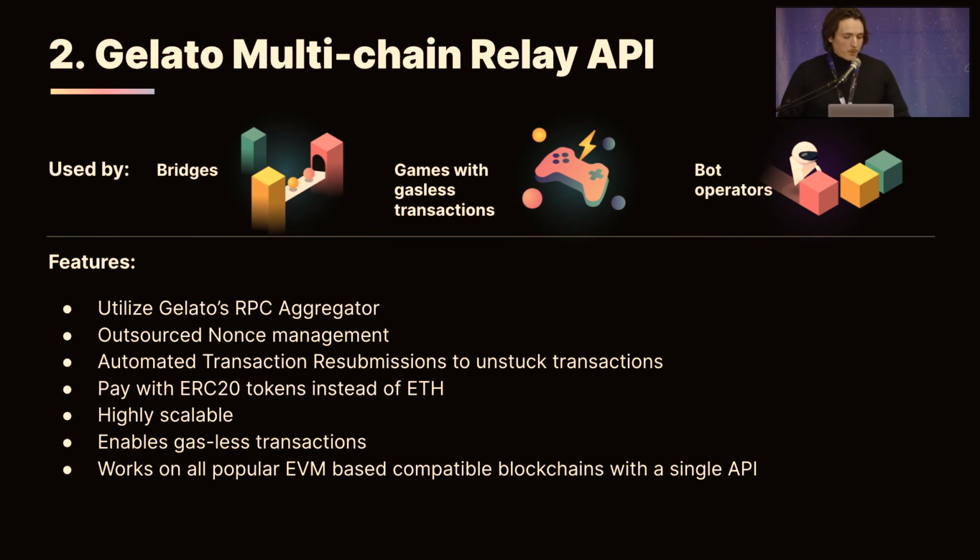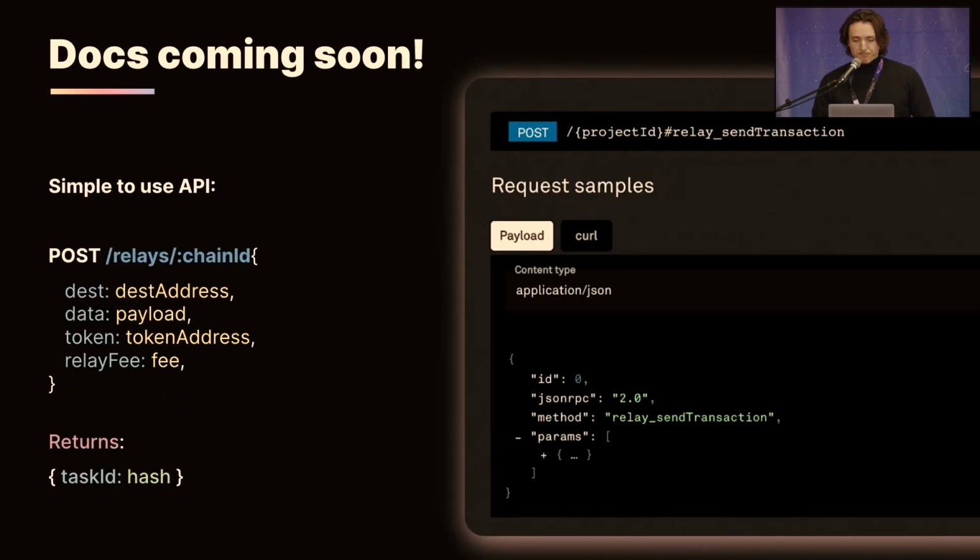But in order to use that for meta transactions, your smart contracts need to support them. And there's a lot of resources out there that will help you do that, right? The cool thing here is you can pay with any ERC20 tokens instead of ETH, like DAI, USDC, and yeah, so games are a cool use case for that, or also bridges, because bridges always need to get transactions mined on all these networks, right? And so some of them are using this multi-chain API. It's a very simple API you can use, and the docs will be released pretty soon, maybe over the weekend.